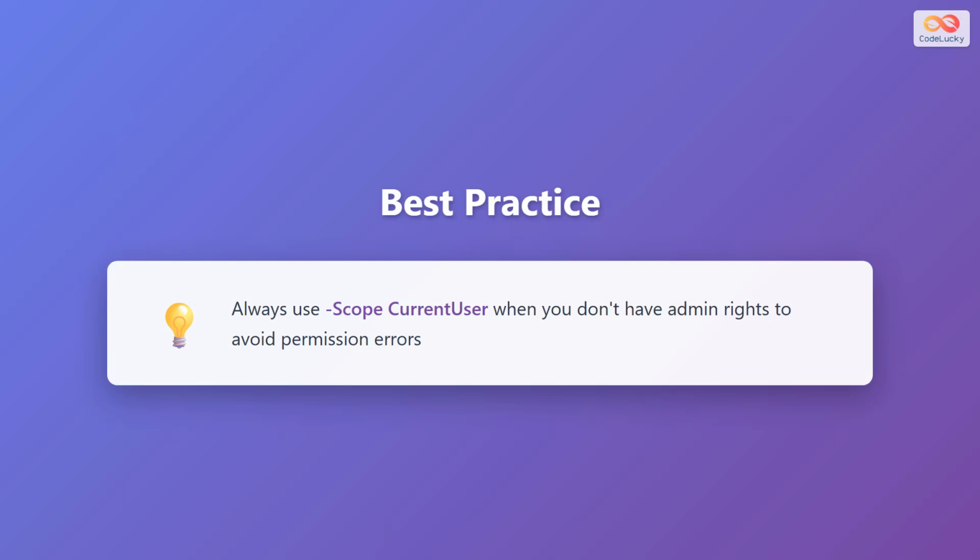Here's an important best practice to remember. Always use -Scope CurrentUser when you don't have administrator rights. This avoids permission errors that occur when PowerShell tries to install modules to system directories. Many beginners get frustrated when Install-Module fails with access denied errors. By adding -Scope CurrentUser to your command, you bypass this issue entirely. The module will work exactly the same way, it just gets installed in your personal profile instead of the system-wide location. This is a simple habit that will save you a lot of troubleshooting time.